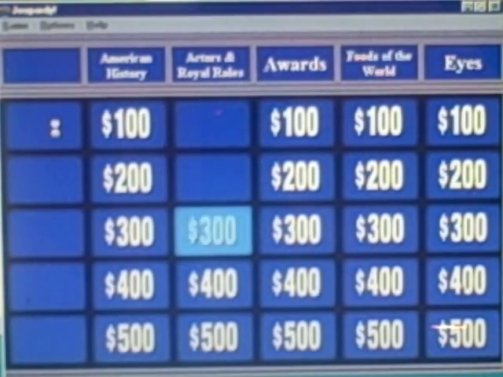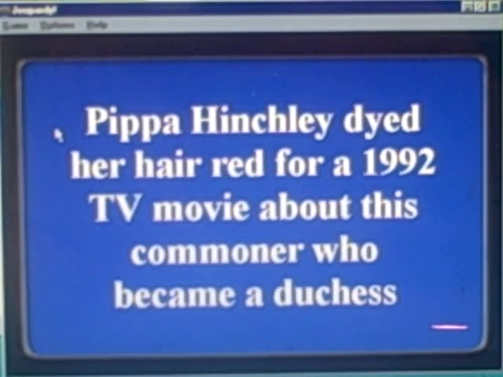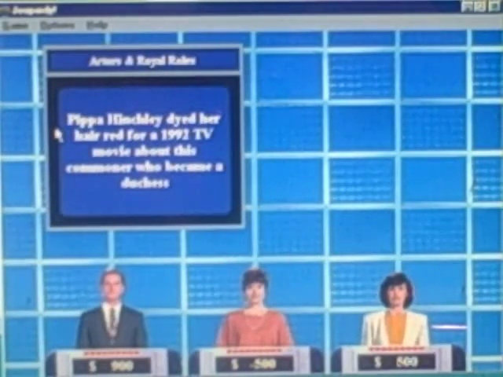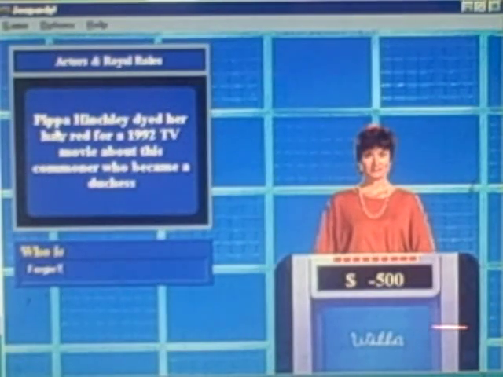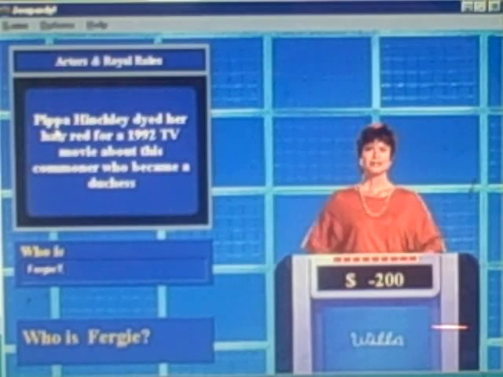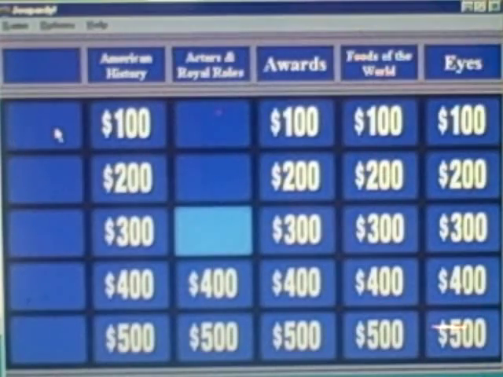Actors in royal roles for 300. Pippa Hinchley dyed her hair red for a 1992 TV movie about this commoner who became a duchess. Is it Fergie? Yes, that's correct.